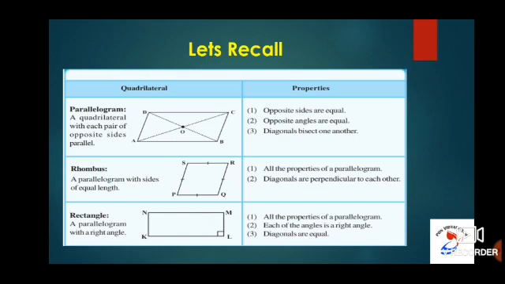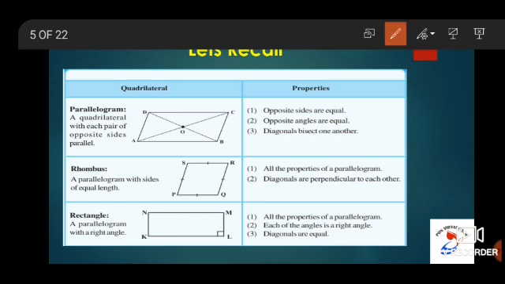First one, it is parallelogram. It is a quadrilateral with each pair of opposite sides parallel. So see children, here the side AB and the other side DC will be parallel to one another. It is also similar for AD and BC. So first property, the opposite sides are equal. That is, the side AB and DC are equal. Similarly, side BC and AD are also equal.